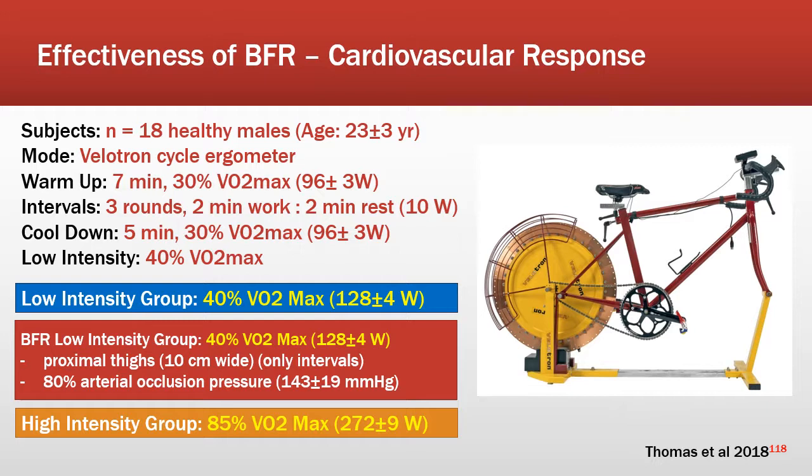Okay, this group, Thomas in 2018, this is a more recent study. So 18 individuals, they took them on a Velotron cycle ergometer as shown in the picture to the right. The warm-up 7 minutes, VO2 max 30%, 3 rounds, 2 minutes work, 2 minutes rest. The cool down as shown there. And they had a low intensity group, a BFR group, and they also had the high intensity group. Keep in mind that the BFR group was occluded at an individual occlusion pressure of 80% arterial occlusion.